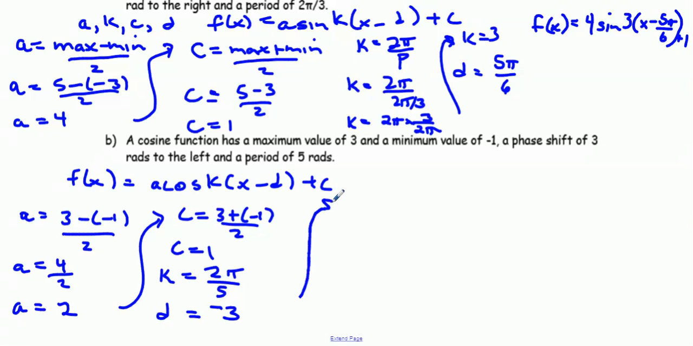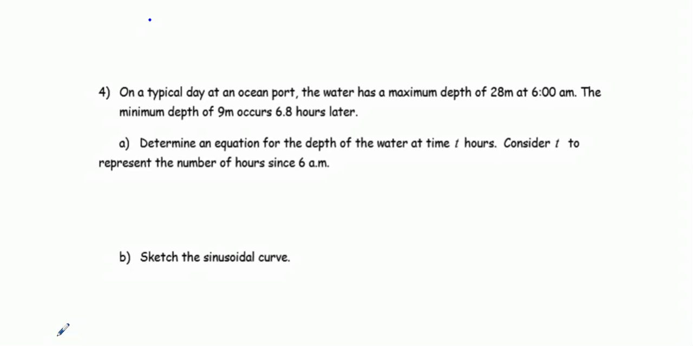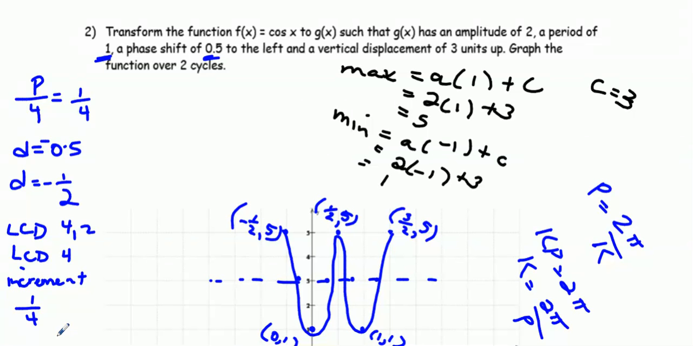All right, let's put that all into an equation. So we're going to have f of x equals 2 times the cos of 2 pi by 5 times x plus 3 plus 1. Okay, not hard, right? All right, let's keep on going. Hey, wait a minute. It was negative. Yeah, okay, sorry.